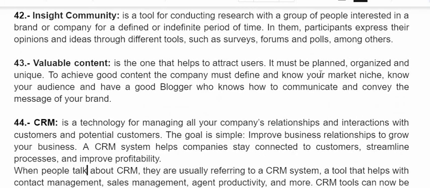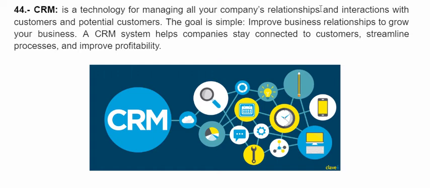CRM. CRM is a technology for managing all your company's relationships and interactions with customers and potential customers. The goal is simple: improve business relationships to grow your business. A CRM system helps companies stay connected to customers, streamline processes, and improve profitability.